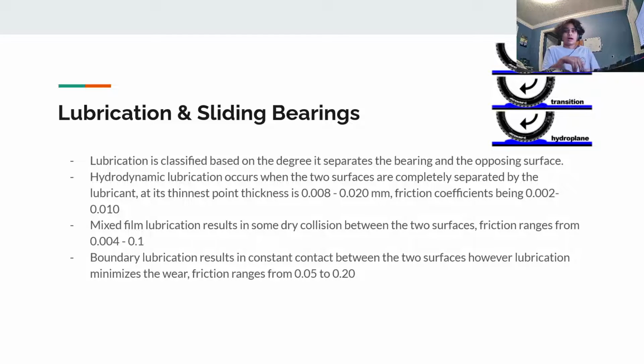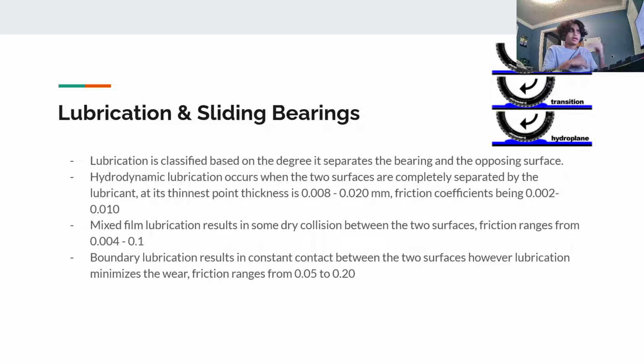And next up, worst but not bad based on your application, I guess, boundary lubrication, which results in constant contact between two surfaces. However, we got to factor in lubrication here, and lubrication is Jesus. And this will minimize the wear, and friction will range from 0.05 to 0.2. God bless lubrication. Anyways, we have three main types of lubrication, and its properties and how it reacts with sliding bearings.